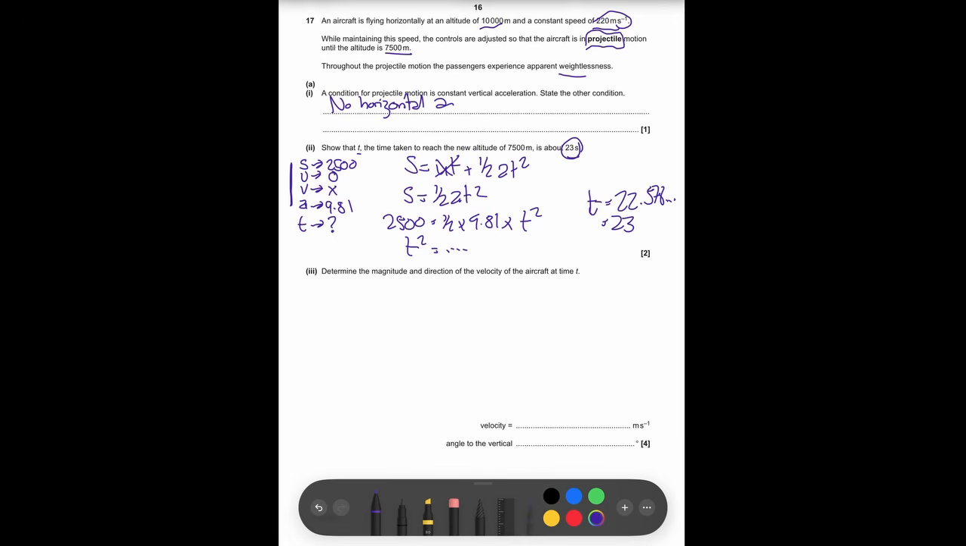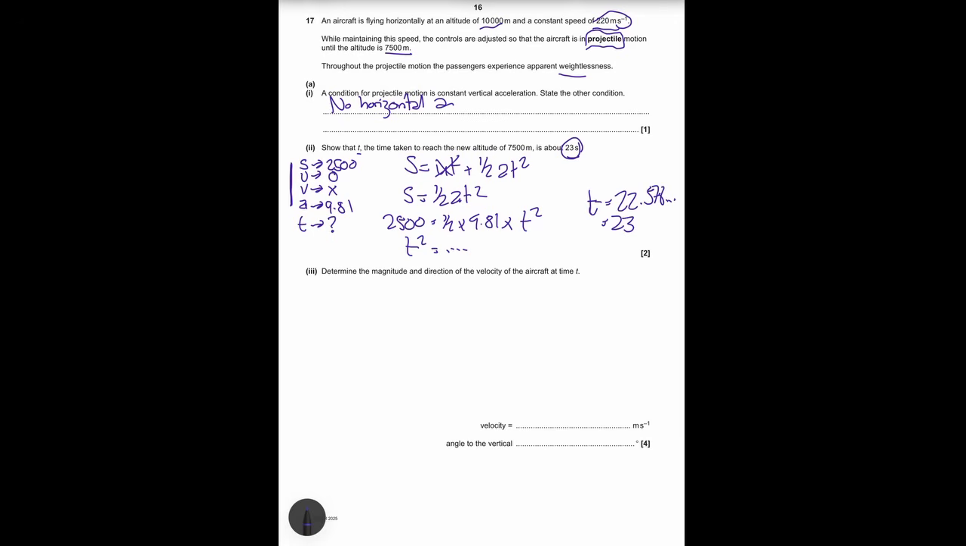Okay, so determine the magnitude and the direction of the velocity of the aircraft at a time t. Now this is one that comes up quite often, because if it's talking about the magnitude and the direction, the first thing I'm suspicious about is there's probably going to be a horizontal one and there's probably going to be a vertical one, and then I'm just going to need to resolve and get whatever it is. So I'm going to need a horizontal one, I'm going to need the vertical one, and then just use trigonometry to get it.